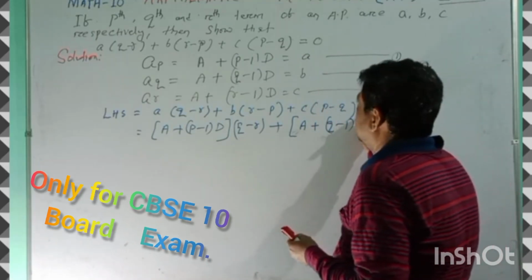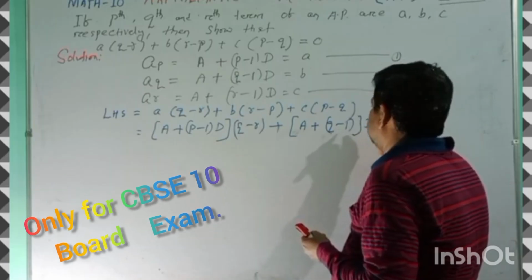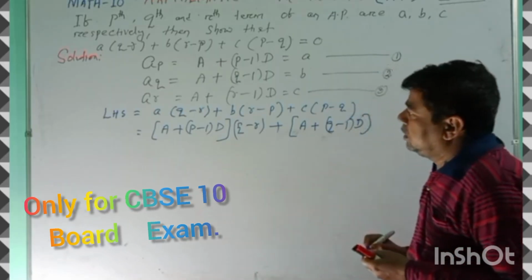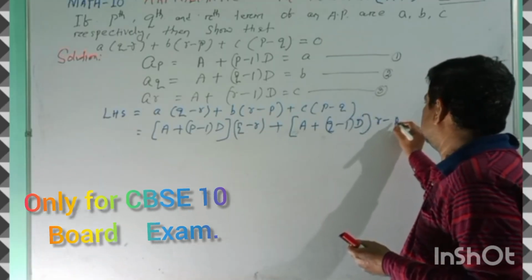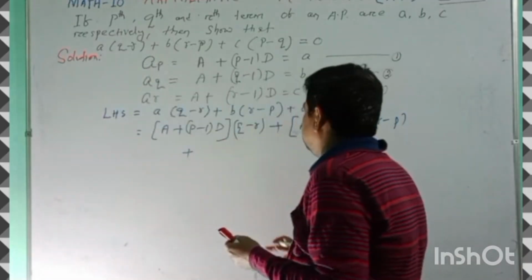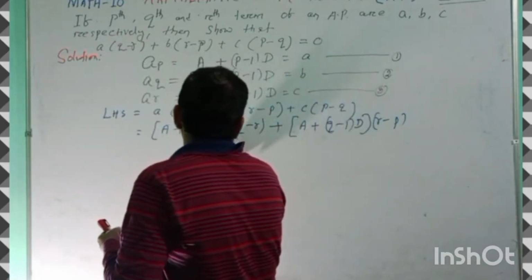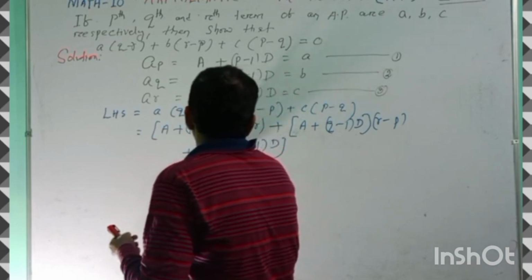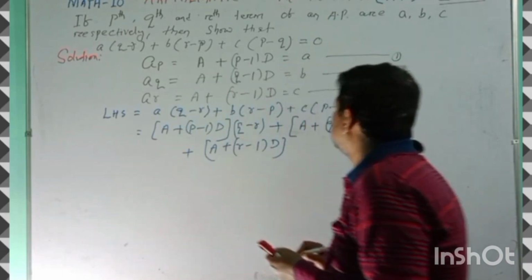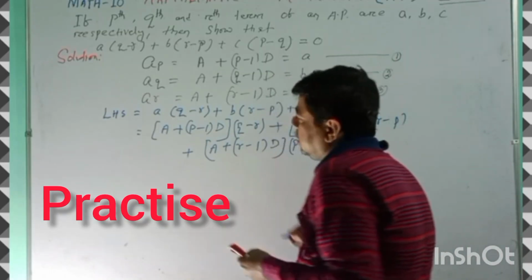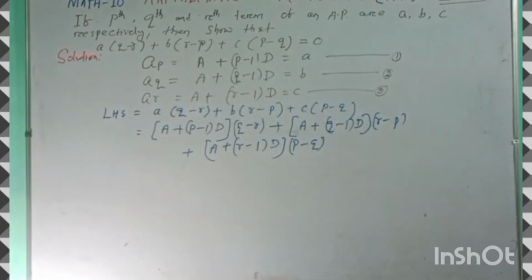into d, into (r minus p), plus c into (p minus q). In place of c, you can write A plus (r minus 1) into d, into (p minus q), right? In place of a, b, c, we have to replace the value. You write the expression. Then you see.